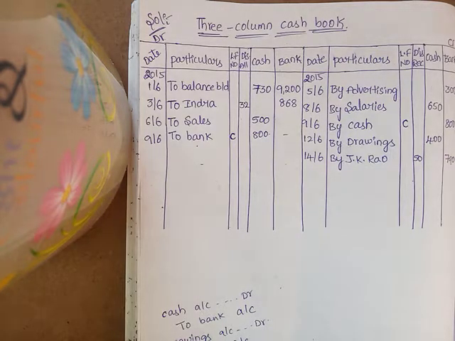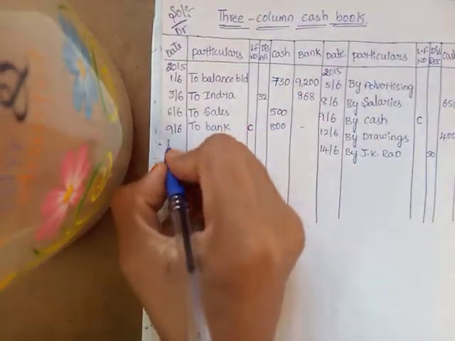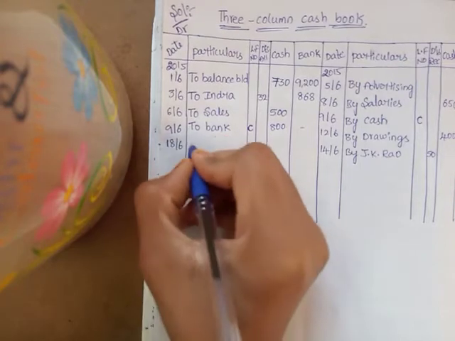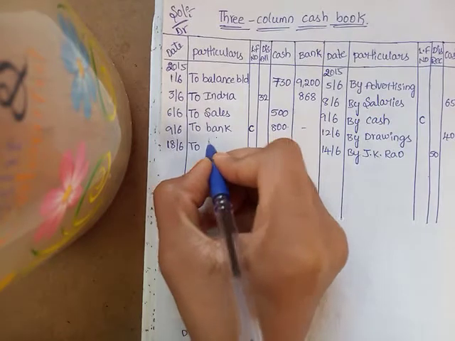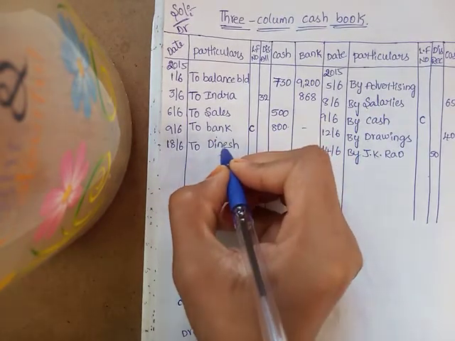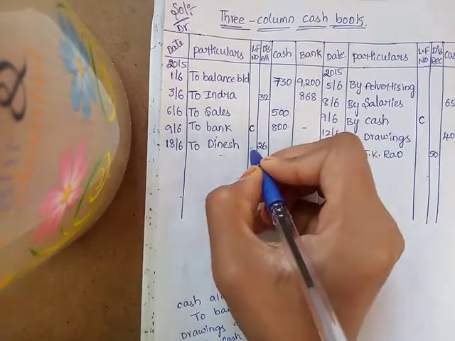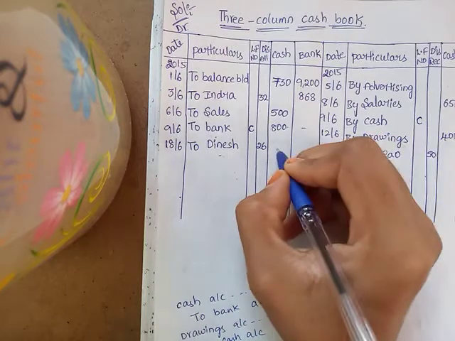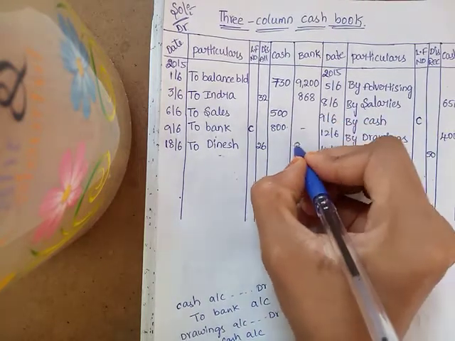Next is received check from Dinesh. So receipts come under the debit side now. To Dinesh, discount allowed is rupees 26. Check now. So check means right under the bank column. Amount is rupees 986.